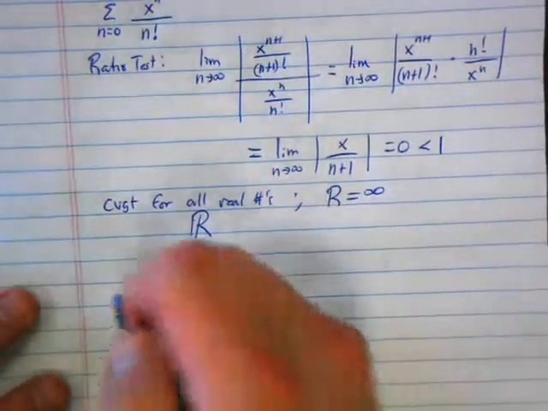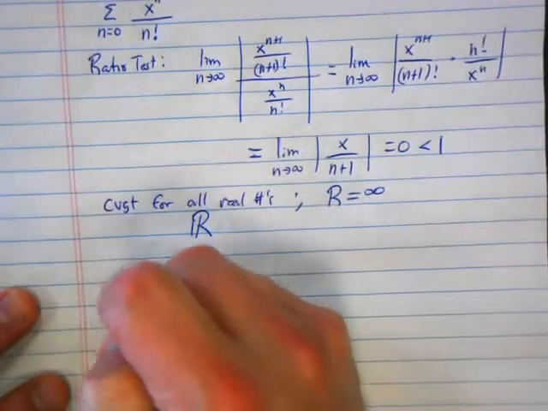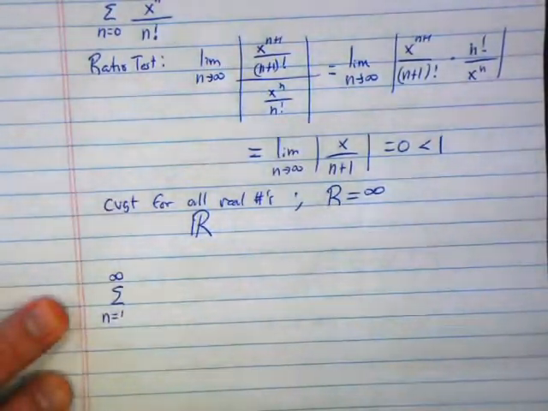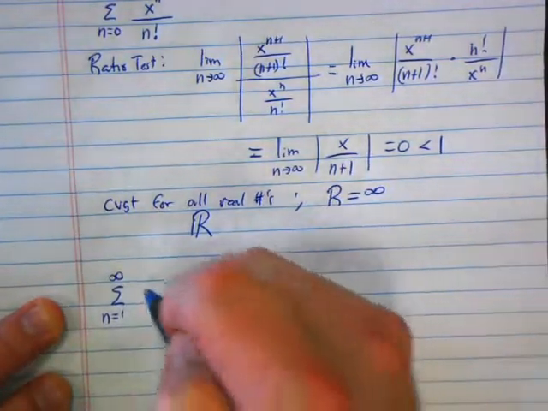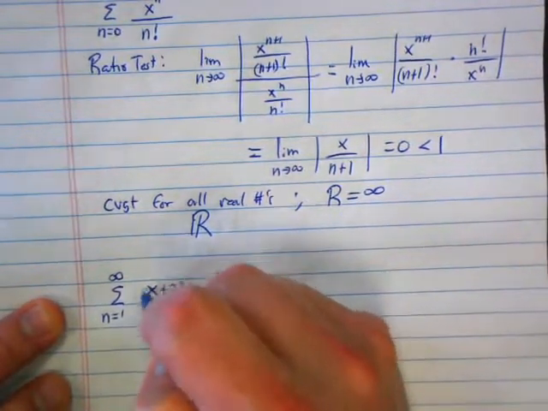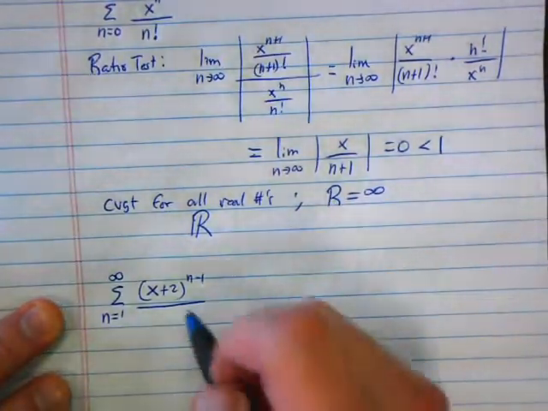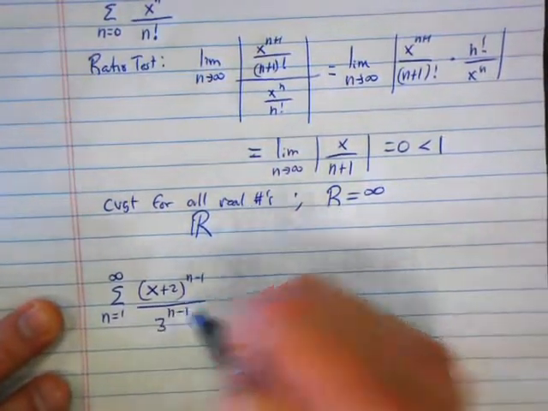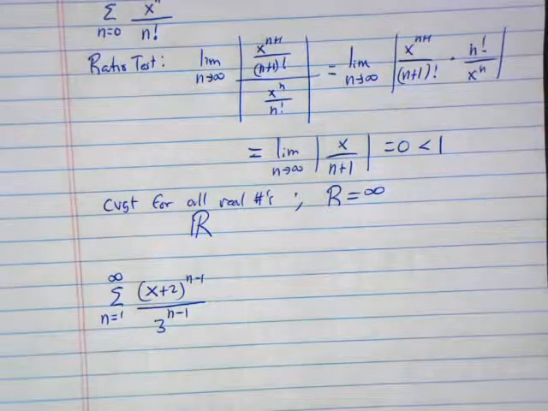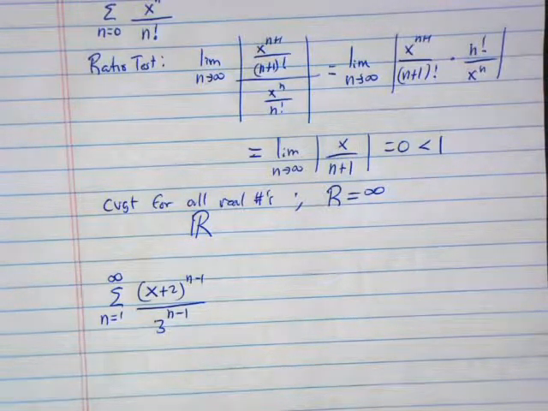the sum from n equals 1 to infinity of (x plus 2) to the n minus 1 divided by 3 to the n minus 1. The directions are always going to be the same. The directions are going to be find the radius of convergence and find the interval of convergence.